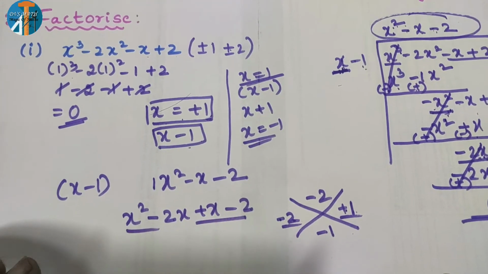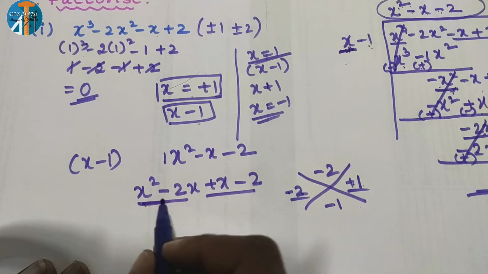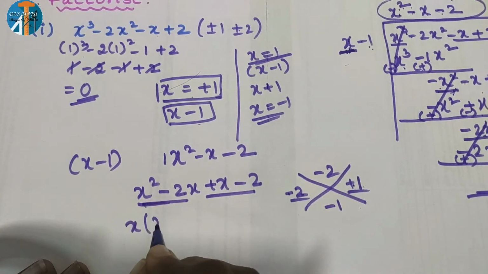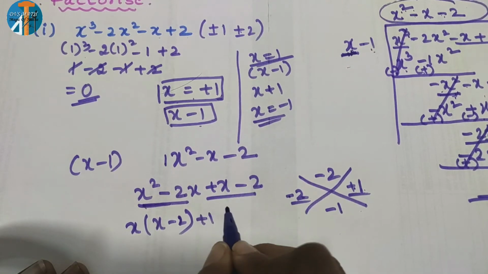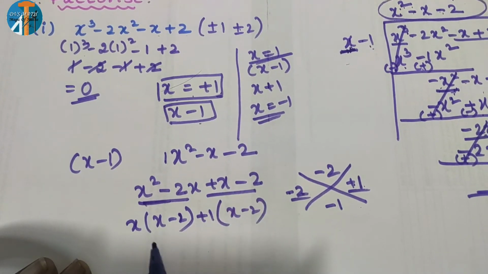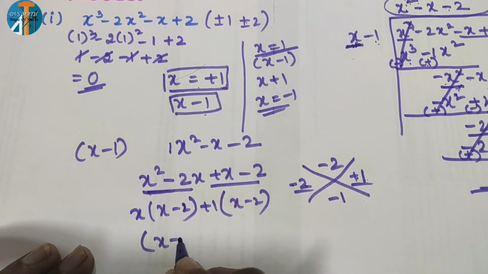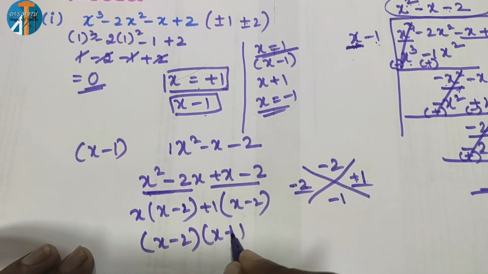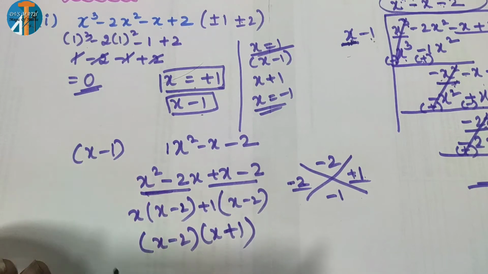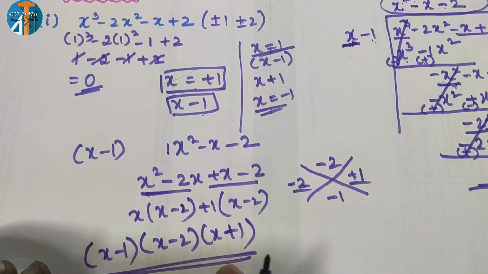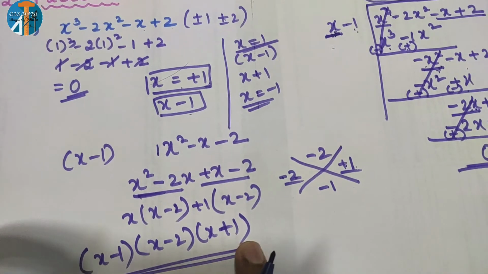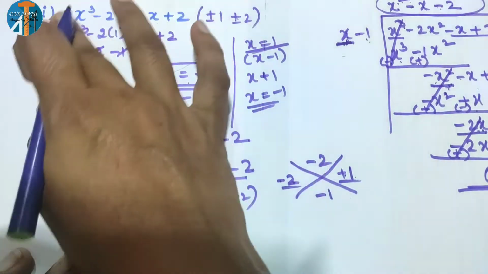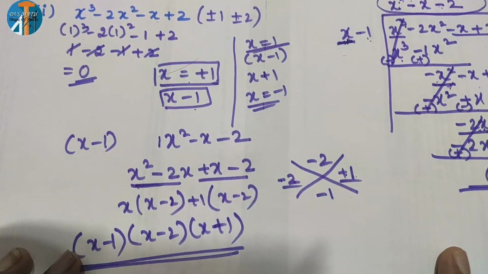So now take the common factors. In this, which is common? x is common, x minus 2 is 1. Then another one is plus 1 is a factor, so x minus 2. So if we take x minus 2 common, x minus 2, x plus 1. Now the factor obtained from the earlier step is x minus 1. So these are the factors: x minus 1, x minus 2, x plus 1. So these are the factors of the given polynomial.